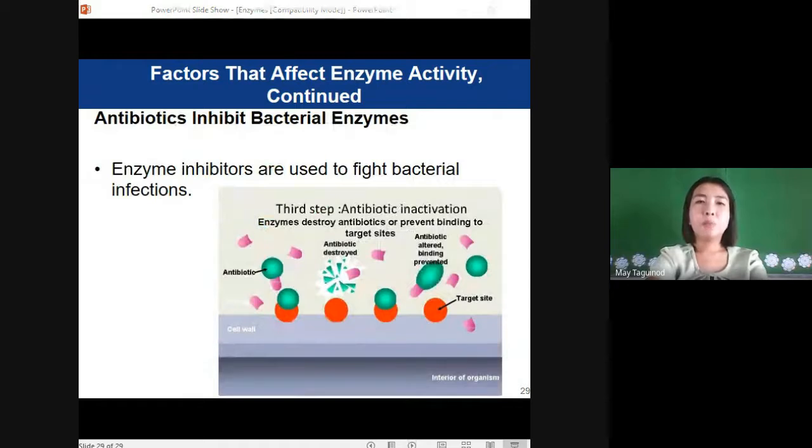We have antibiotics that inhibit bacterial enzymes. Enzyme inhibitors are used to fight bacterial infections, for example penicillin. Penicillin is an example of an irreversible inhibitor. It binds to the enzyme that bacteria use to synthesize cell walls and slows the growth of the cell walls. Without a cell wall, bacteria cannot survive and the infection stops.